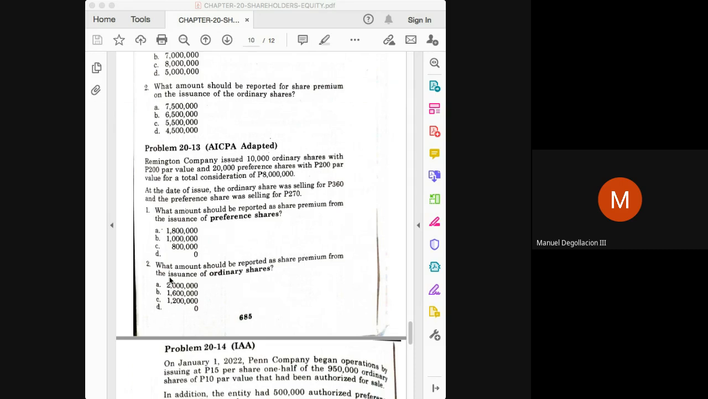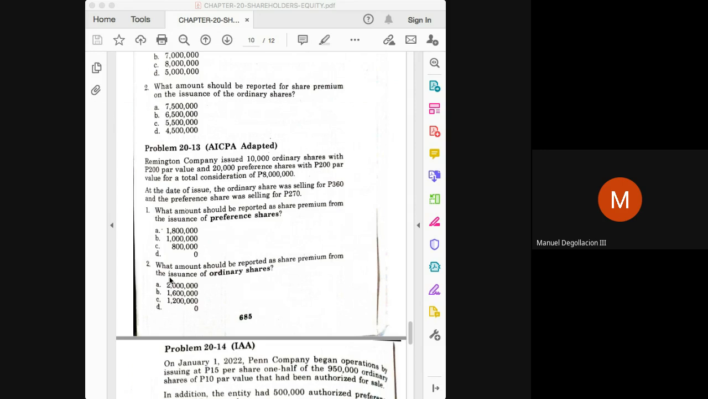Okay. The problem is for some students, they would think that the fraction would be simply based on the individual fair value. What do I mean? The fair value of one preference share is 270, while the fair value of one ordinary share is 360. Okay, that's the price they are selling for. Okay, some would use these two amounts to get the fraction to allocate the 8 million.